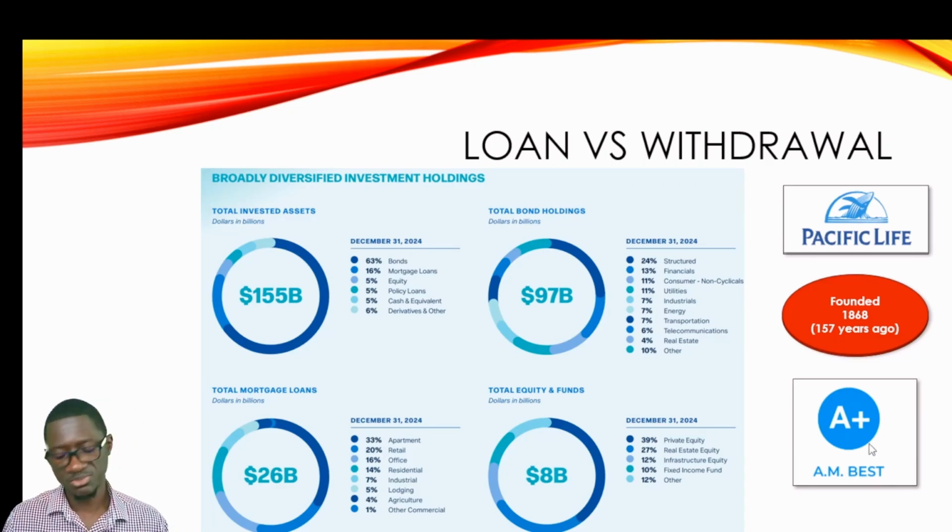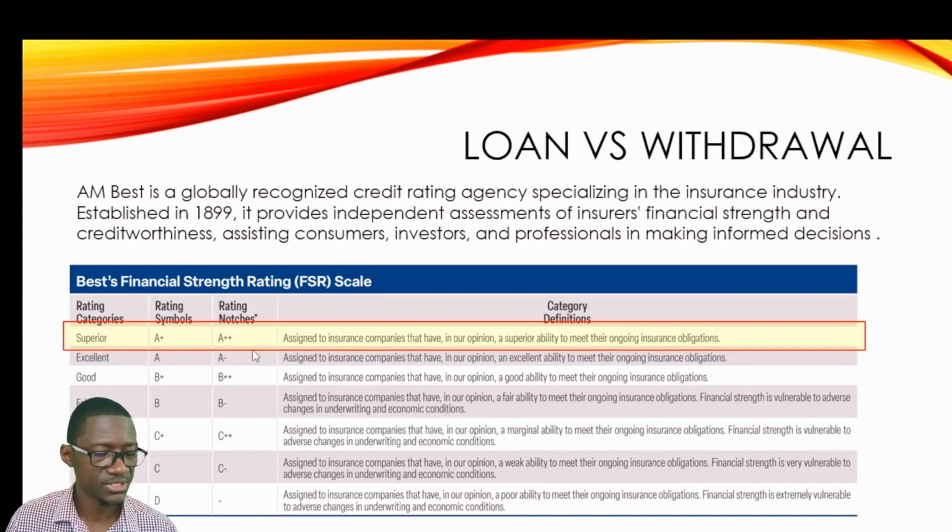So what does it mean to be an A++ or A+ company? It just means the company has a superior ability to meet ongoing insurance obligations. They are very strong life insurance companies. Is it possible that they go bankrupt? Yes, everything is possible. But the likelihood of that happening is very small because these are very strong companies. If they have been in business for more than 150 years, we tend to believe that they can stay around for a longer time because they know how to sustain the test of time.